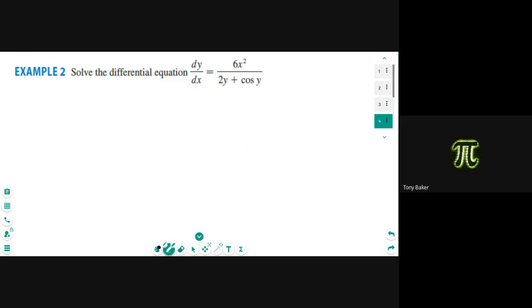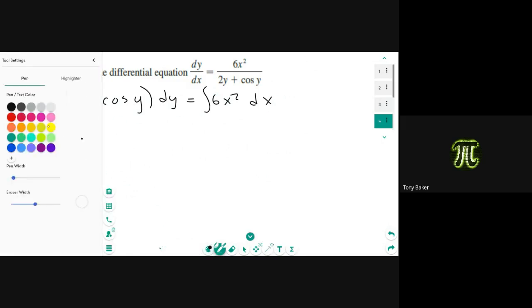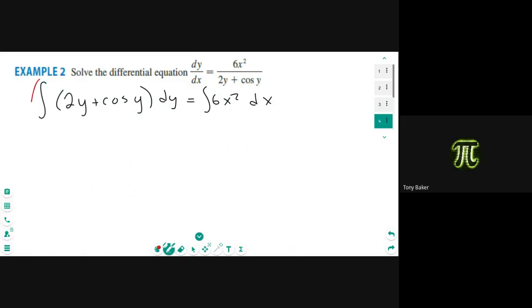All right, so what's the first step? Separate it up. So I have 2y plus cosine y dy equals 6x squared dx. The reason we do the integral is because the integral basically cancels out the derivative. That's what that's doing.